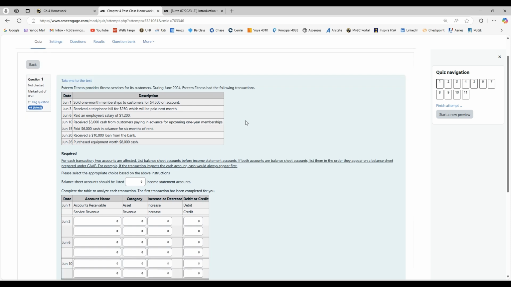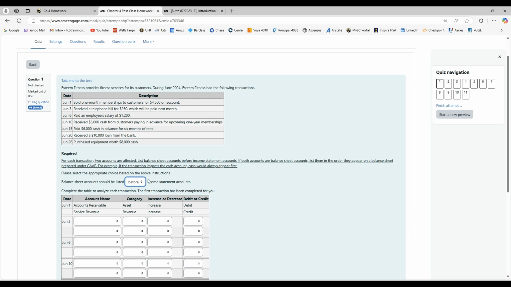So let's begin. Okay, on question 1, we have a number of transactions listed, and we're going to need to analyze the transactions and identify which accounts are impacted, what category they are, and whether it's an increase or decrease, and a debit or credit, basically.